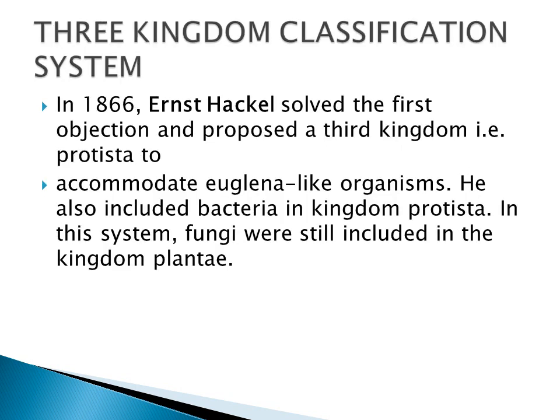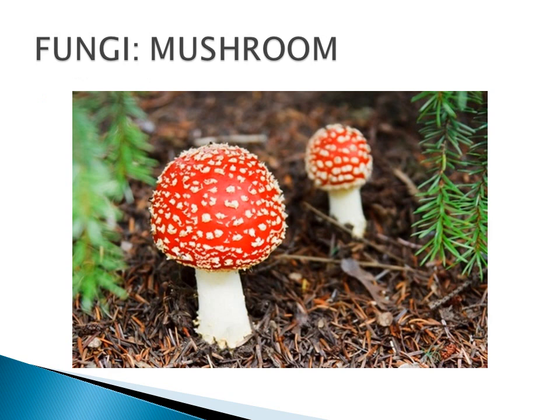After the objection to the 2 kingdom classification system, in 1866, Ernst Haeckel solved the first objection and proposed a 3rd kingdom, Protista, to accommodate Euglena-like organisms. He also included bacteria in kingdom Protista, and in this system, fungi were still included in the kingdom Plantae. And you can see this picture. It's a picture of a mushroom, which is a type of fungi, and it's still included in this kingdom. It's a special type of heterotroph which looks like a plant body, but it can't synthesize its own food. Its cell wall is made up of chitin.